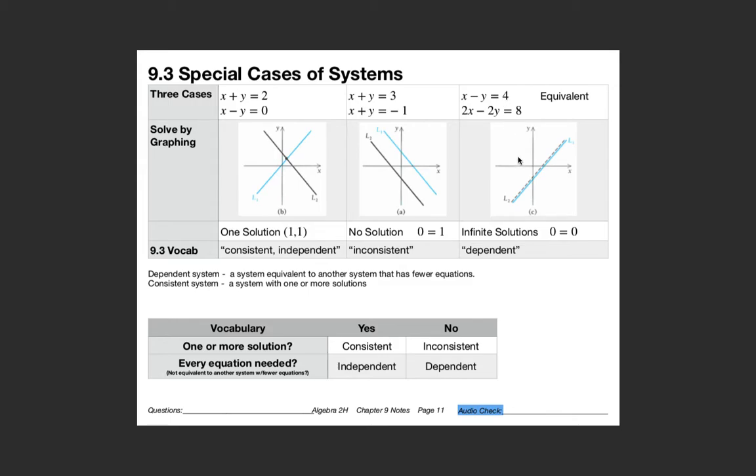Therefore, it's dependent. Is every equation needed? No, you don't need both of these equations. You just need one of them to get all the solutions that are here. You can say it's dependent because it satisfies this definition: a dependent system is a system equivalent to another system that has fewer equations. This is equivalent to just x minus y equals 4. All right.